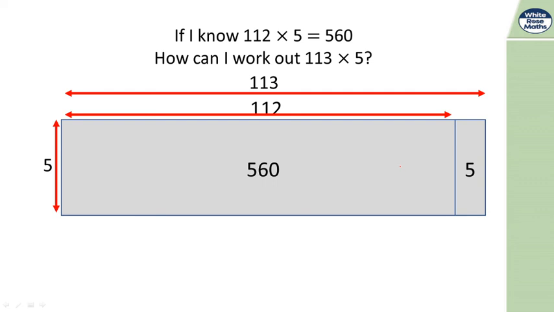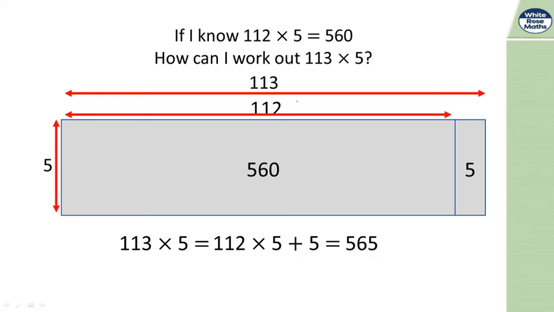That's just one extra 5, isn't it? So you've got 112 fives, and then you've got 113 fives. So all you need to do is add 5. You don't need to go back to the beginning. Here, if you've worked out 112 times 5 using your short multiplication, you don't need to use short multiplication again, because you can see that's just one more lot of 5. So it's 112 times 5, add 5. So whenever you're doing these questions, think, is there an easier way for me to do this?